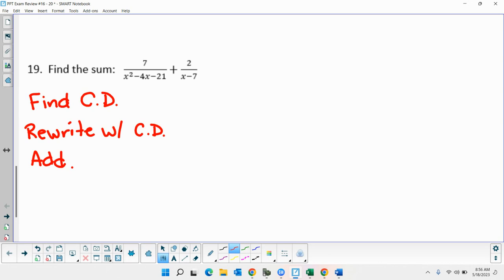by factoring. I guess I should put that in there, right? Factor the denominators so you can figure out your common denominator. Rewrite both fractions with the common denominator. And then you can add the two fractions and then make sure it's in simplest form. You might be able to simplify your fraction after you add.